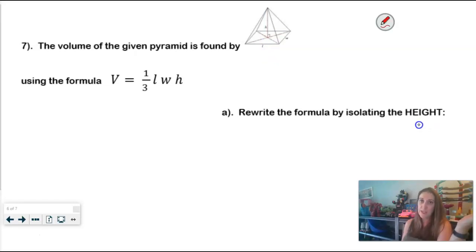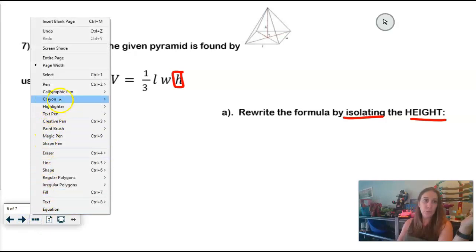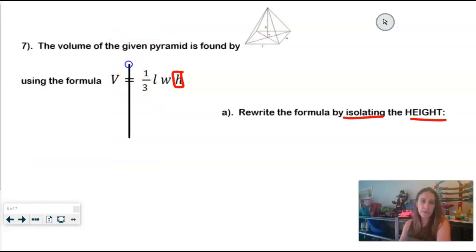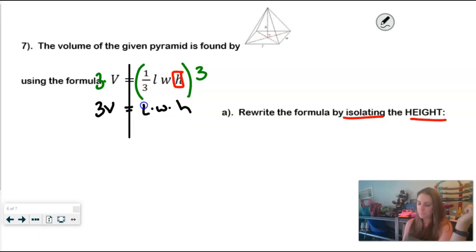So the first thing they want me to do is isolate the height. So we're going to lock down the height. Fraction again. So I think about, what would I do to, quote, get rid of that fraction? And the idea is 1/3 is like dividing by 3, so I would multiply by 3, or I'd multiply by its reciprocal. So this side of the equation gets multiplied by 3, which means this side of the equation also gets multiplied by 3. So right now we've got 3V equals, the 1/3 and 3 will cancel, and then L times W times H. And I locked down H, remember?